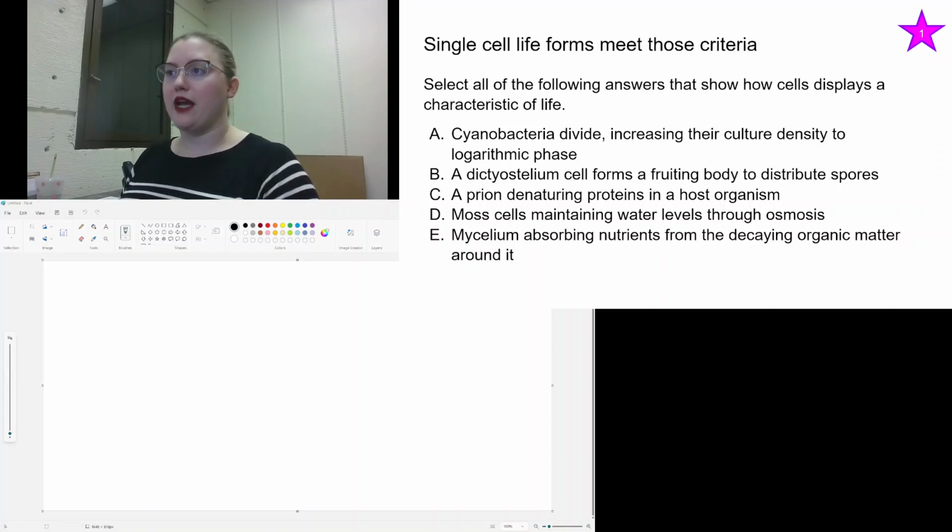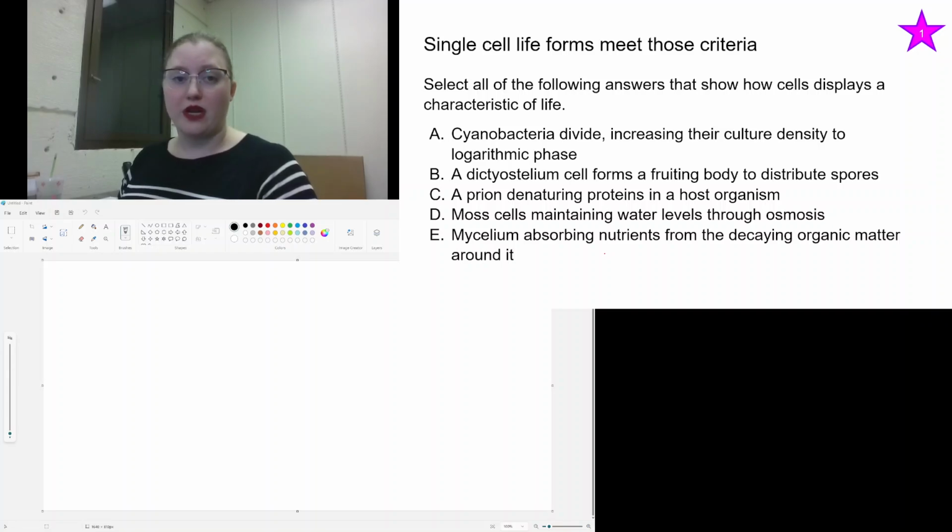So we've got A, cyanobacteria divide, increasing their culture density to logarithmic phase. B, a dictyostelium cell forms a fruiting body to distribute spores. C, a prion denatures proteins in a host organism. D, moss cells maintain water levels through osmosis. Or E, mycelium absorbing nutrients from decaying organic matter around it.